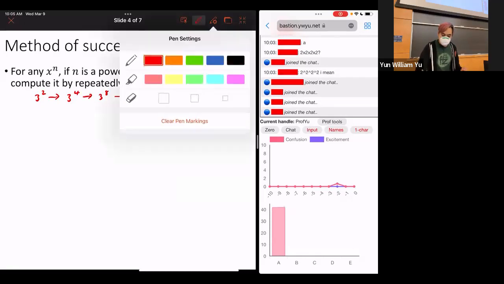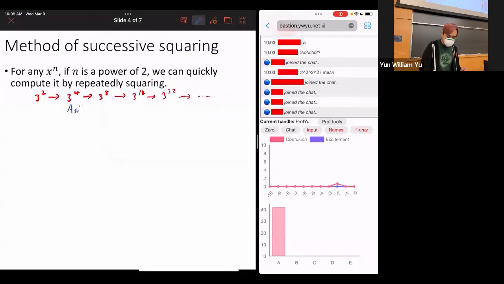So just as an aside, for those of you who are interested in this kind of thing, the total number of multiplications this uses is log base 2 of n multiplications.